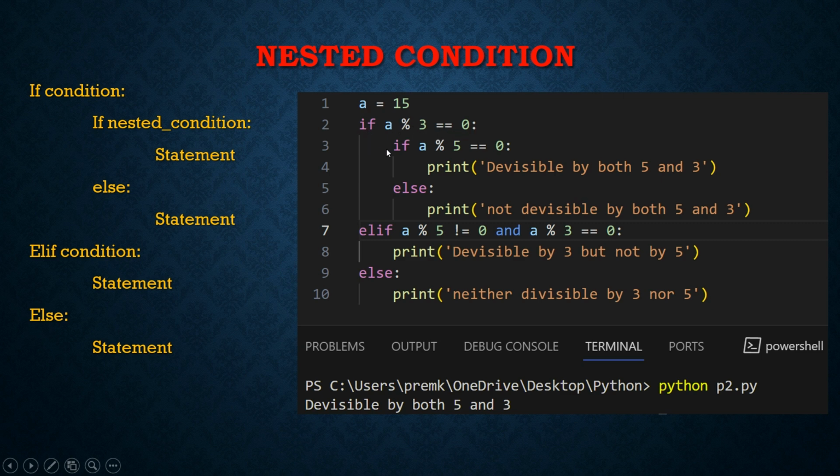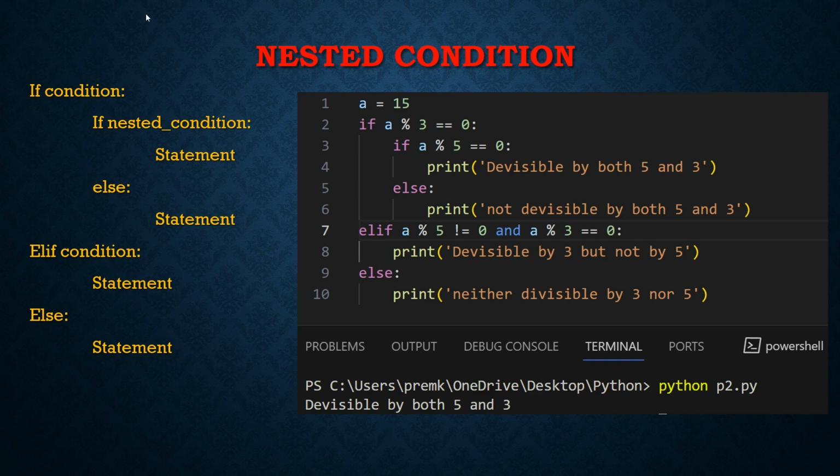So it will go inside this outer if block. And again inside that nested condition we have 15 modulus 5 equals 0, and it is satisfied. Then it will go inside the nested if condition and it will get executed. We can see in the console "divisible by both 5 and 3". This is how the nested condition works.